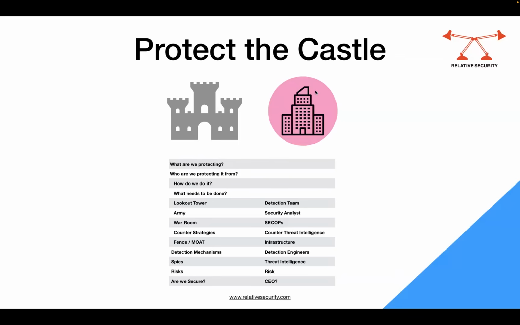The army is like the security analyst, that is you yourself and your peers within the organization. The war room and the counter strategies all get mapped to security operations and counter threat intelligence. The fence and the moat are all the infrastructure that you have within your company, the IT infrastructure. It could be perimeter firewalls, IDS, IPS, anything that you have within your organization. These are just sample points that we have mentioned here, but anything under the infrastructure comes under this.